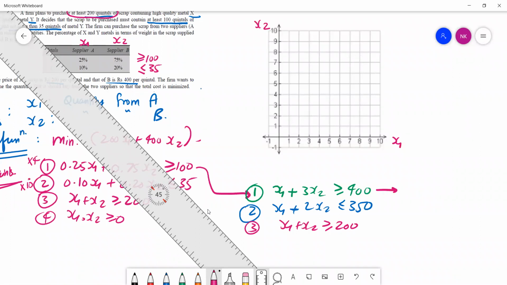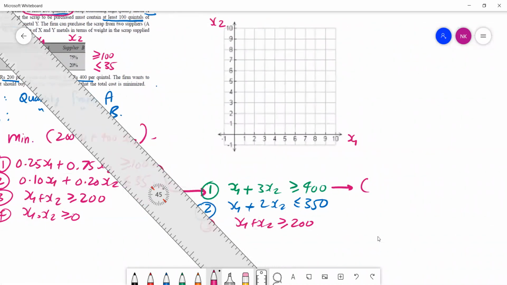So what will be the points through which this particular line will pass? Can anybody tell me what could be the points through this line can pass? x1 plus 3x2 greater or equal to 400. So which could be the 2 points? We require 2 points for the line. 0, 133.33. Okay, so let me just write it.